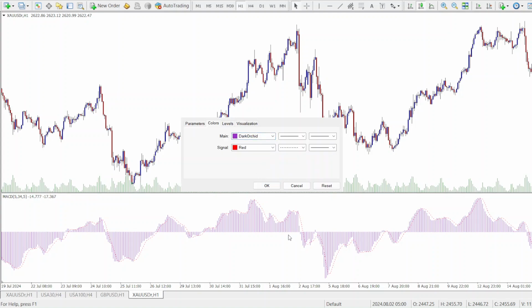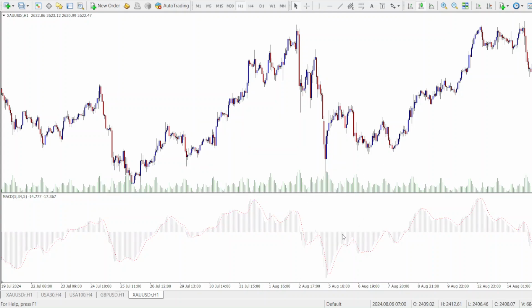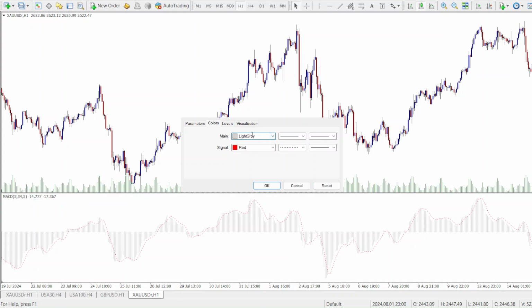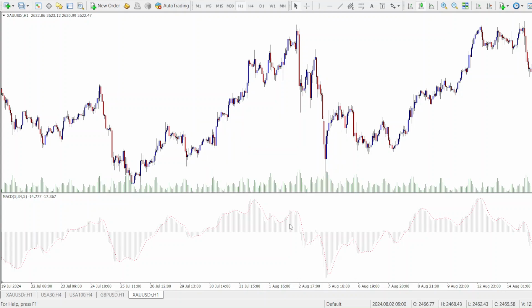It's not really changing the colors, just going to put it back. Okay, so for early entries, the MACD line allows you to enter trends earlier than the standard settings.